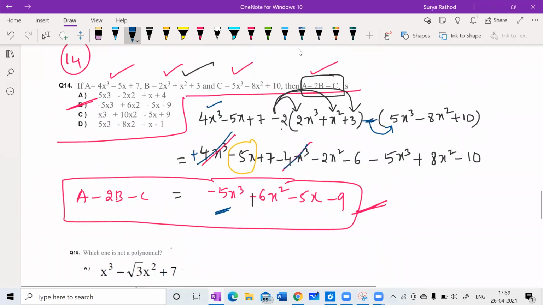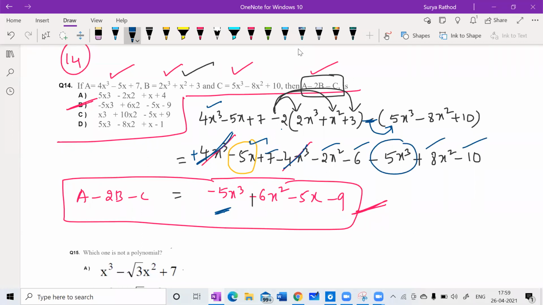So how can I click the answer immediately? See here, I have no need of calculating this entire part. No need of calculating all this. You just calculate only x cube here. First, calculate only x cube. Look at this. No need of calculating this entire answer, guys. So you just look at only 5x cube.